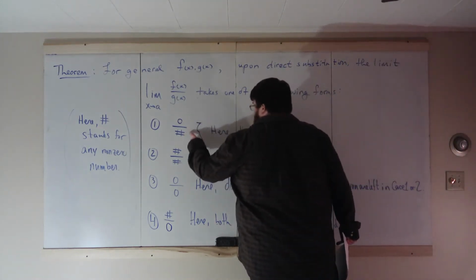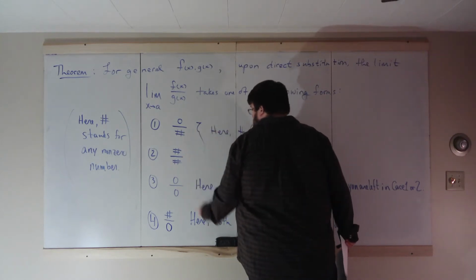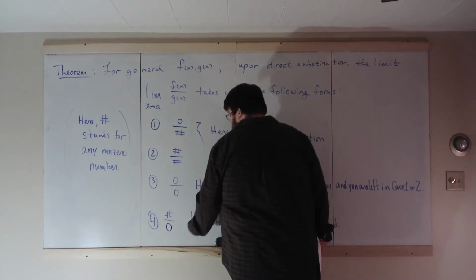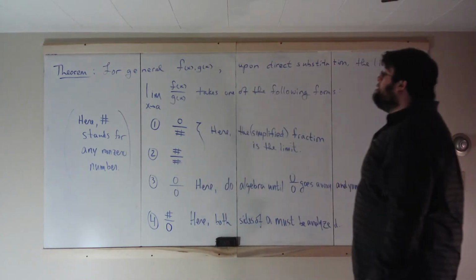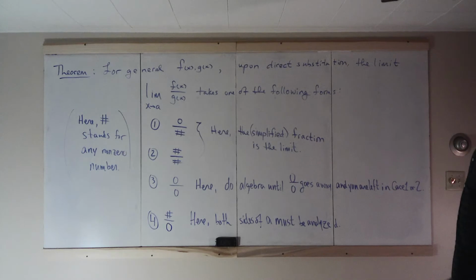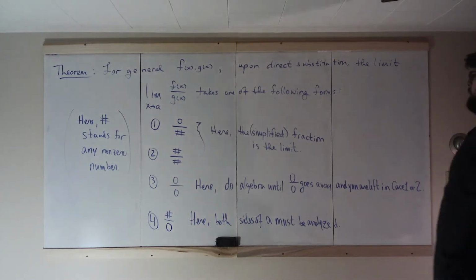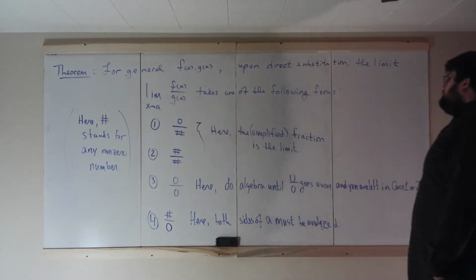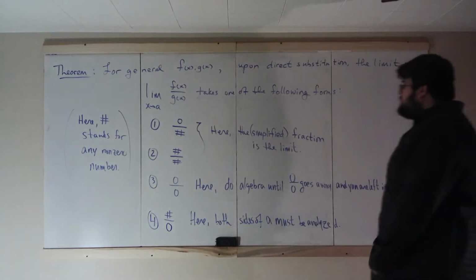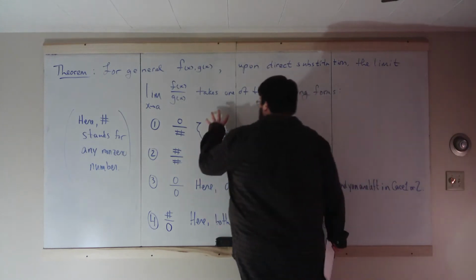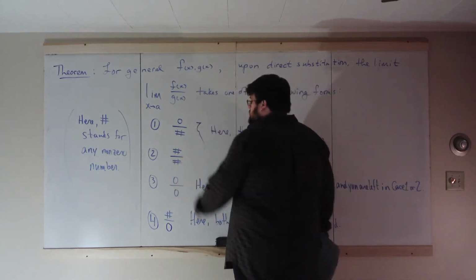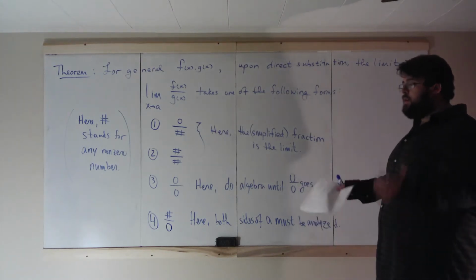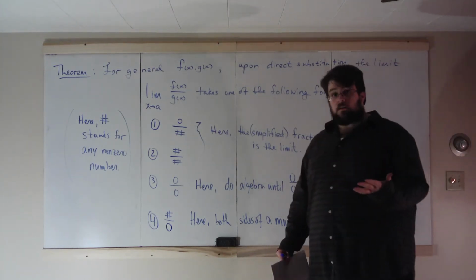0 over a non-zero number. Non-zero number over non-zero number. 0 over 0, or non-zero number over 0. You'll always get one of those forms upon direct substitution for an appropriately written fraction. Now, if you arrive at case 1 or 2, 0 over number is just 0. Number over number is just a number. In those cases, that simplified fraction is the limit by the limit laws.